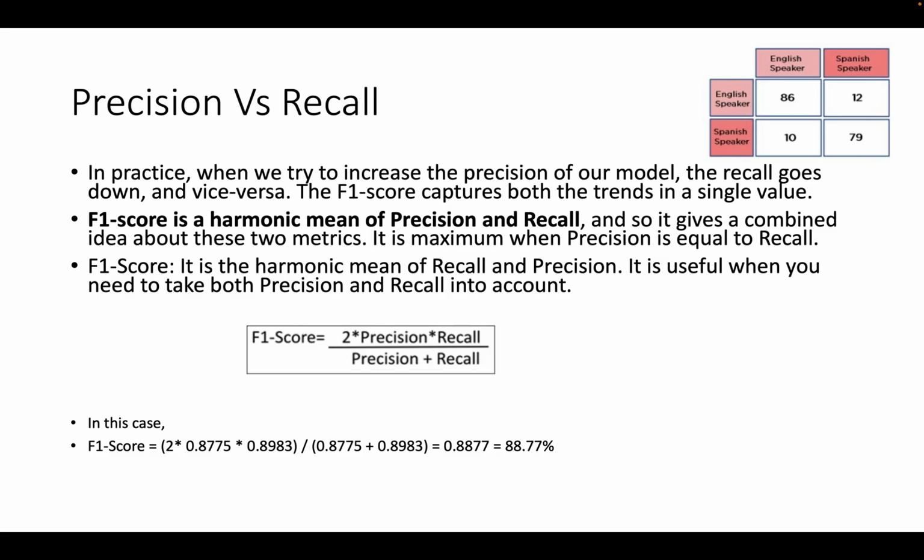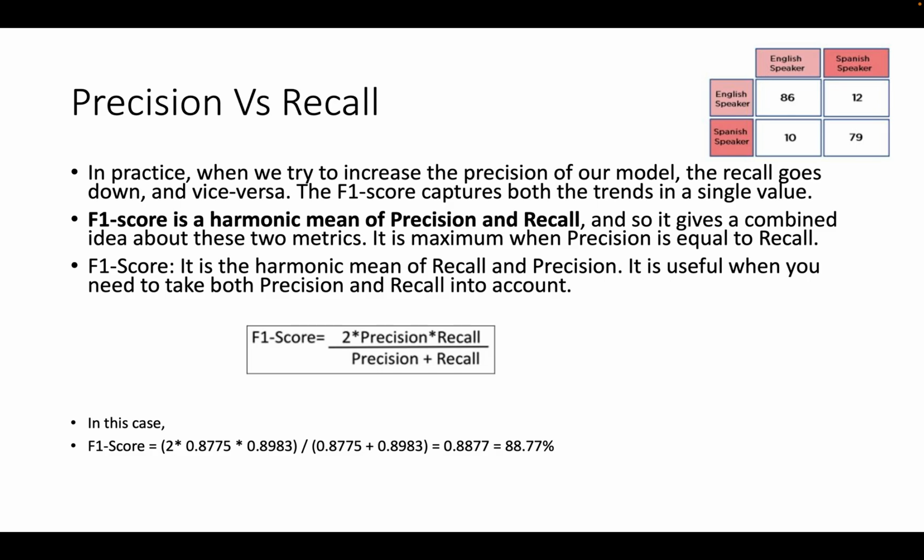F1 score is a harmonic mean of precision and recall. It is like the sweet spot. ठीक है? And so it gives us a combined idea about these two metrics. It is maximum when precision is equal to recall. Precision and recall जितना close to each other होगा ना, F1 score उतना ज़्यादा होगा. And the F1 score, it is a harmonic mean of recall and precision.